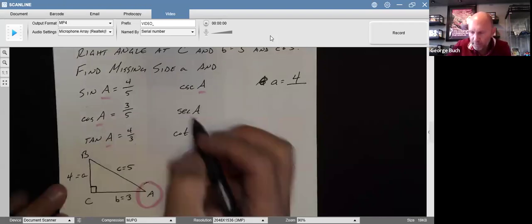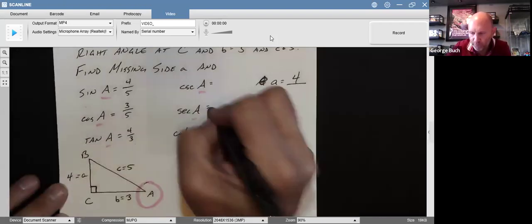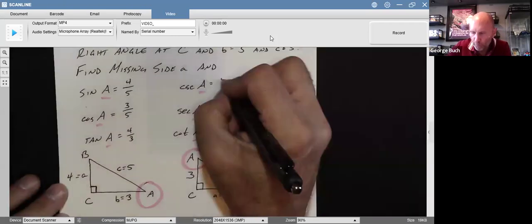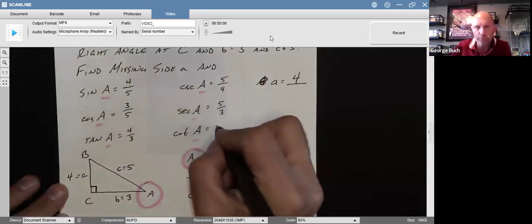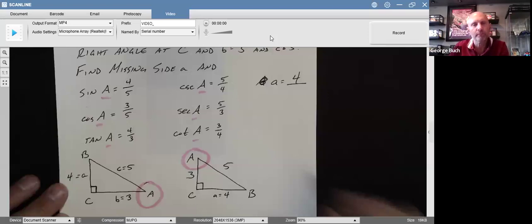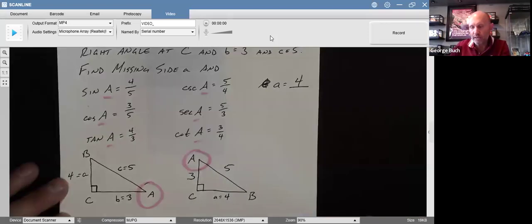And then the rest of these are just what? The reciprocal, flip it. So 5 over 4, 5 over 3, 3 over 4. So those are the answers I get if I use the triangle on the left.